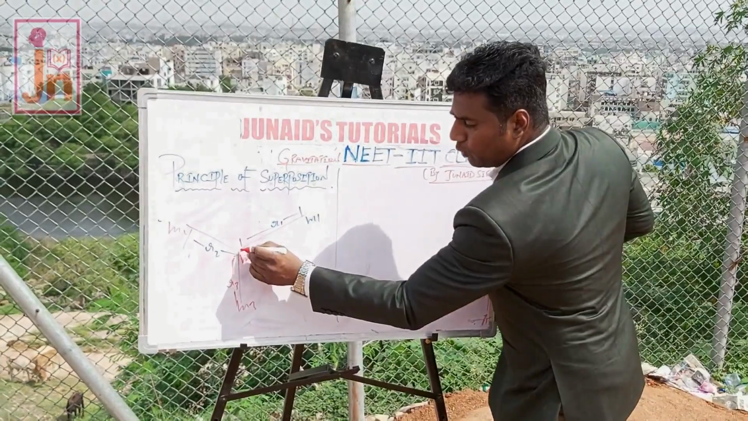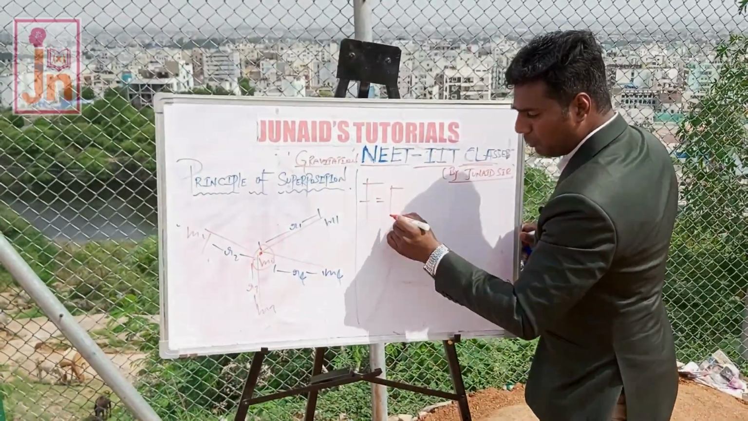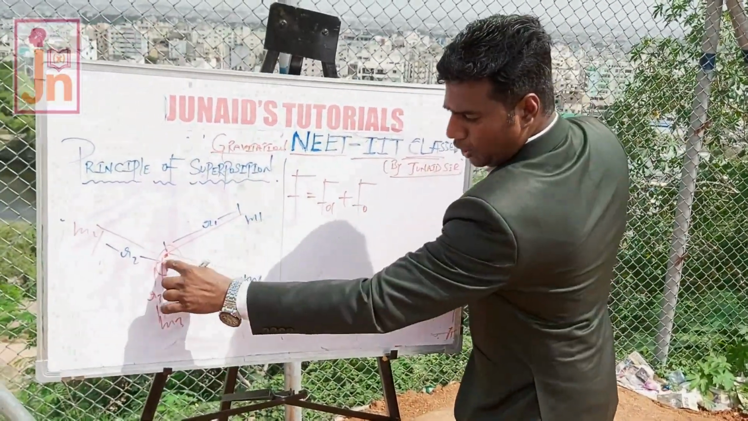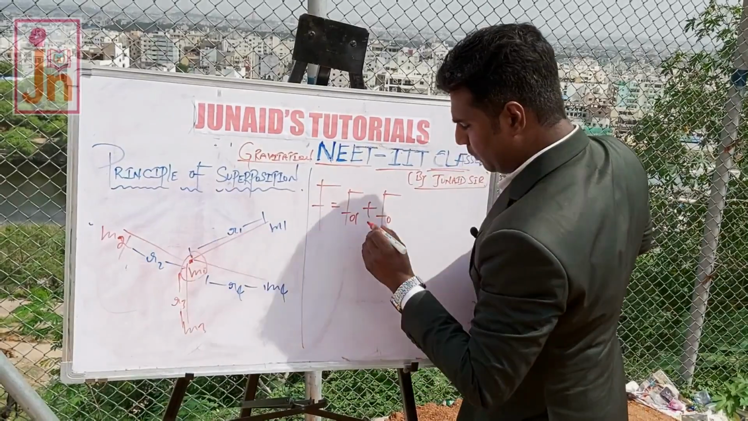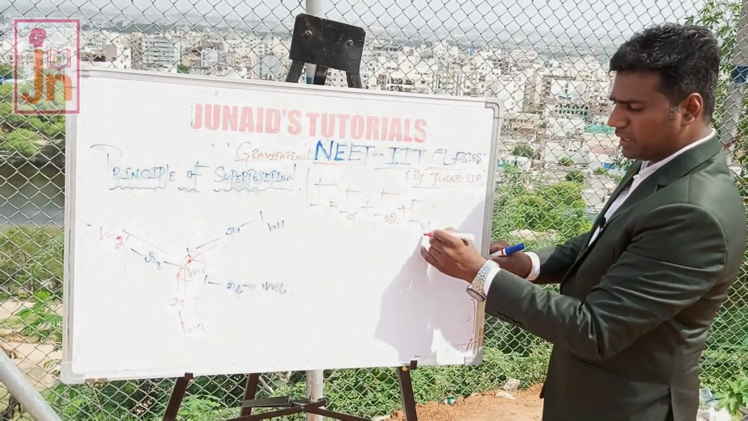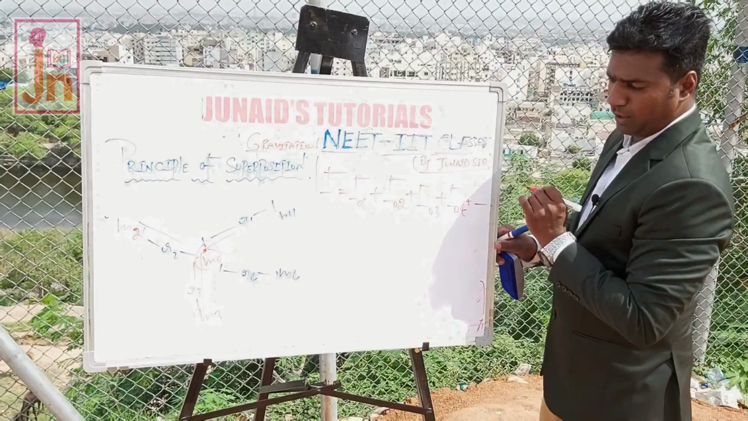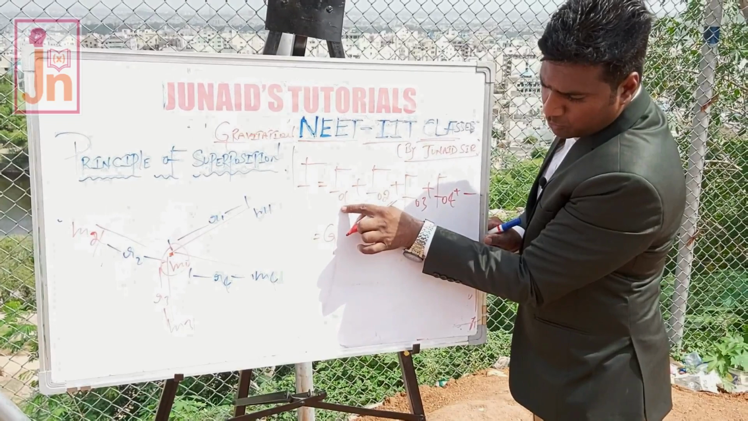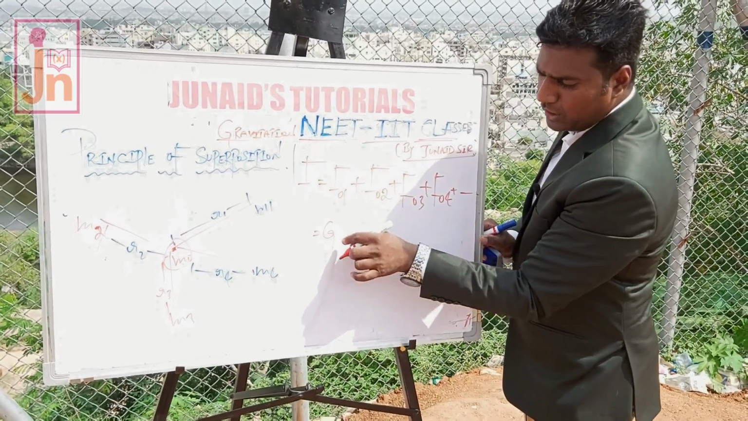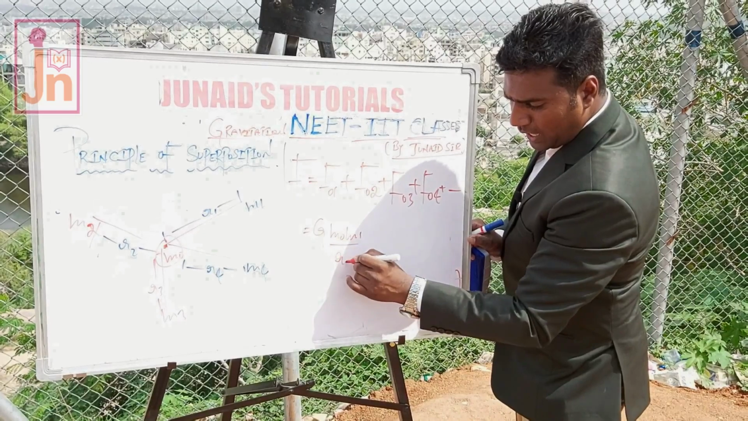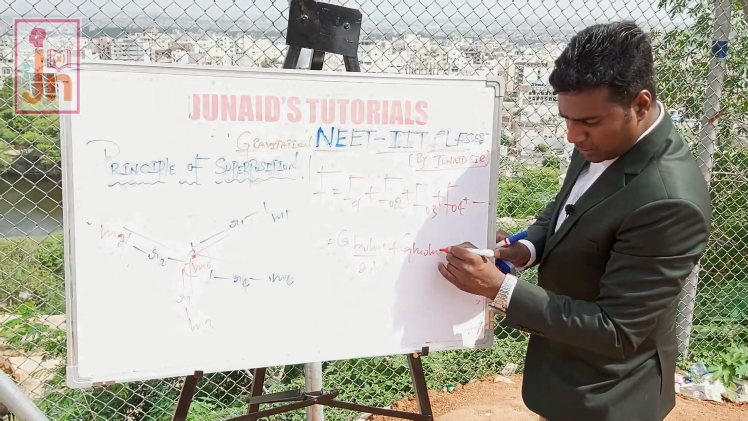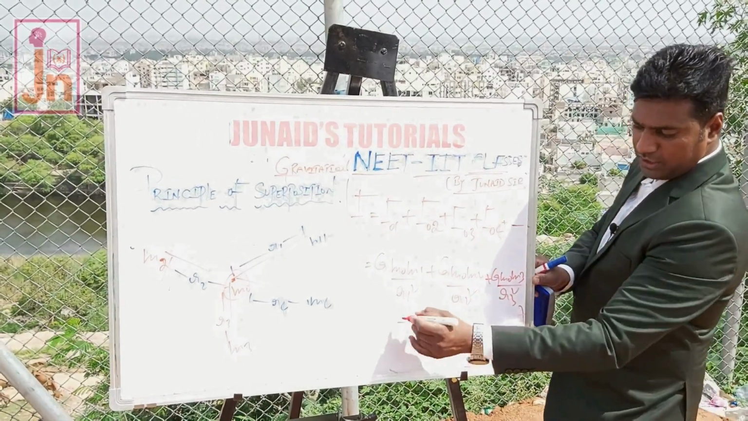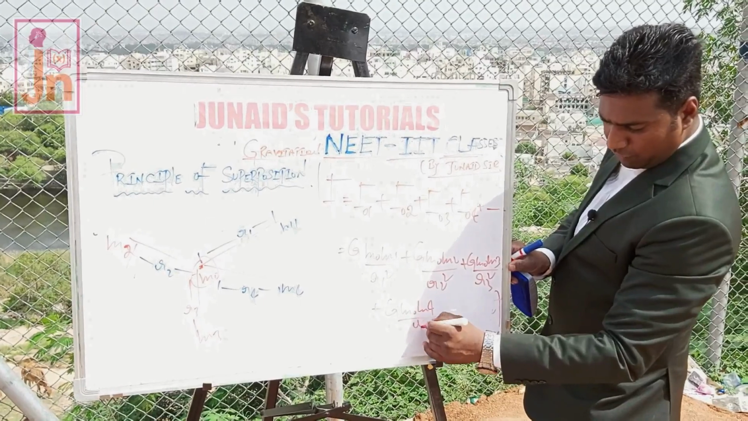For one fixed mass, the total force is the sum of the individual forces: the force between m0 and m1, between m0 and m2, between m0 and m3, between m0 and m4, and so on. All use the same concept, the same formula from Newton's law of gravitation: G m0 m1 upon r1 square, G m0 m2 upon r2 square, G m0 m3 upon r3 square, G m0 m4 by r4 square.